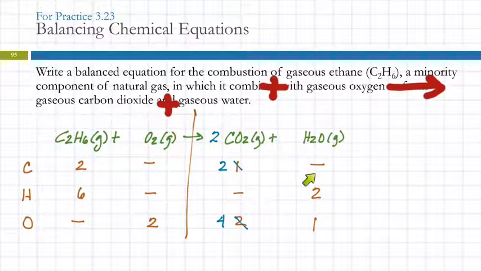Then I'll look at my hydrogens. I have 6 hydrogens on the left and 2 on the right. How do I make a 2 into a 6? Multiply by 3. So I put a 3 in front of H2O, and then I have to multiply all the numbers underneath it by 3. So this becomes 6, and this becomes 3. I didn't mess up the carbons, so that's okay. Carbon and hydrogen are both balanced, and now I can look at the oxygens. I've got 2 oxygens here, and I have 4 plus 3 is 7.